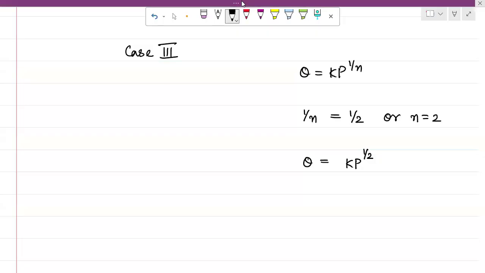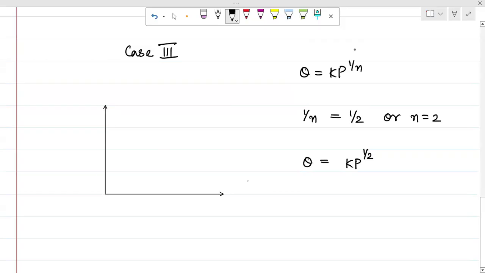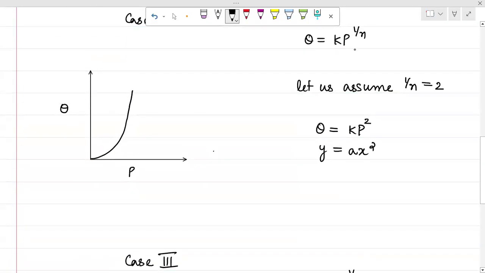Now, if I have to plot a diagram for this, it is theta versus p at constant temperature. Theta is equal to p to the power half, or I can write that theta is proportional to p to the power half. Or if I square both sides, it becomes theta square is proportional to p. Now, this is again of the form y square proportional to x. In the earlier case, it was y is equal to a into x square. So, we got a parabola which revolves around the y-axis.